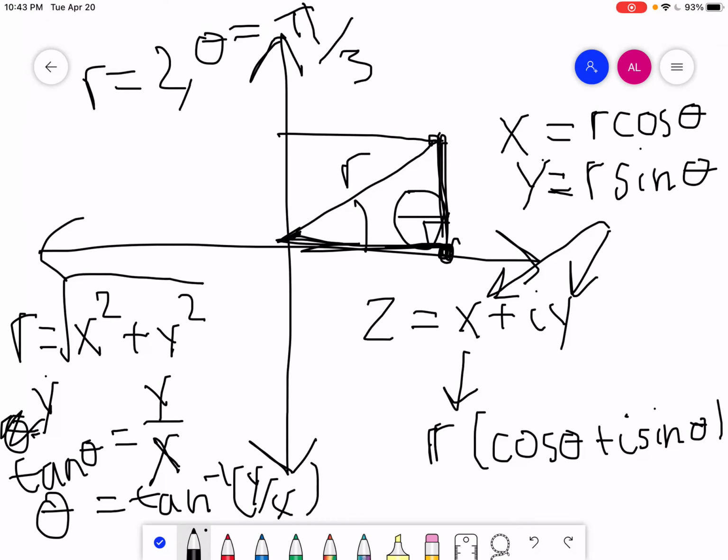So, to find x, we want to find 2 times the cosine of pi over 3. And we know that the cosine of 60 degrees is just 1/2, so it should be 2 times 1/2, which is equal to 1.